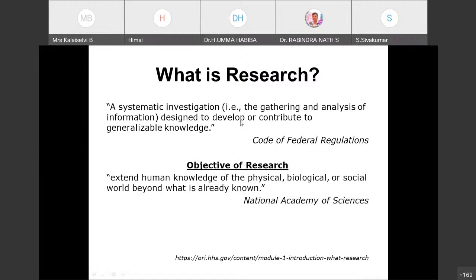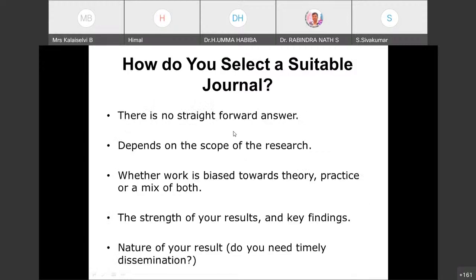So, I think all of you might be familiar with these kinds of definitions, but I just wanted to highlight them prior to talking about the structure of journal and conference papers, right? So first we'll have to do research, and that was just to give a glimpse of what research is. So the next thing is, how do you select a suitable journal, right? So for example, there are no straightforward answers to this question, right?